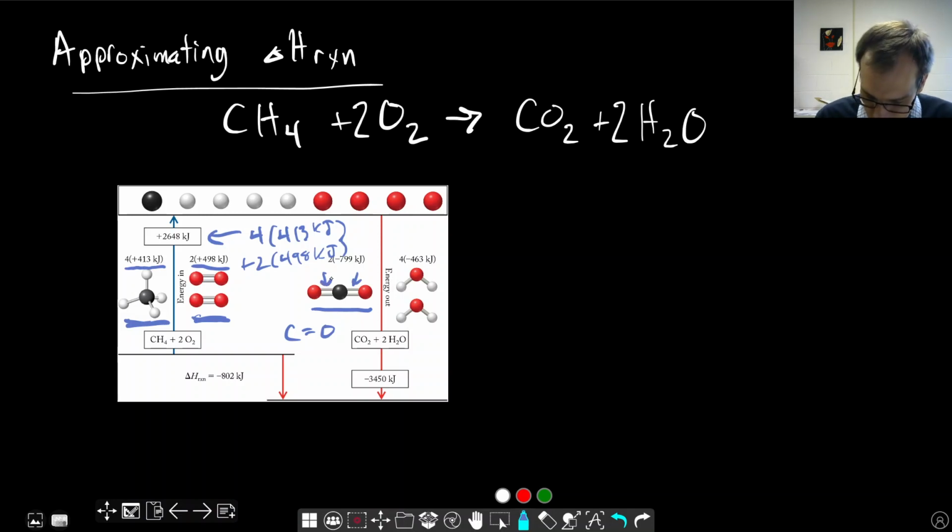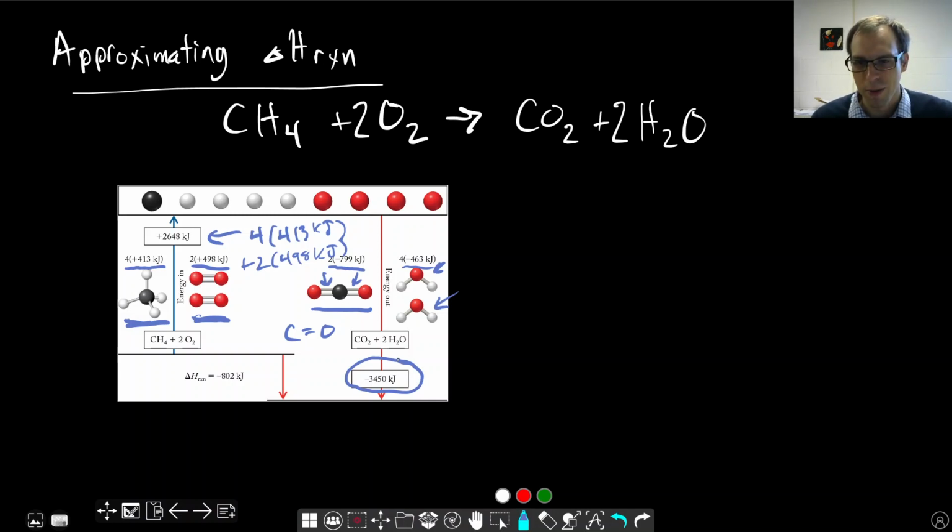So that's going to be 2 times negative 799. Now it becomes negative because when we form bonds, energy comes out. It releases energy, that's why it's negative. It's exothermic, this process. And we also have 4 oxygen-hydrogen single bonds, so we have 2 per water molecule that are forming here. And when we add those numbers together, we get negative 3,450 kilojoules.